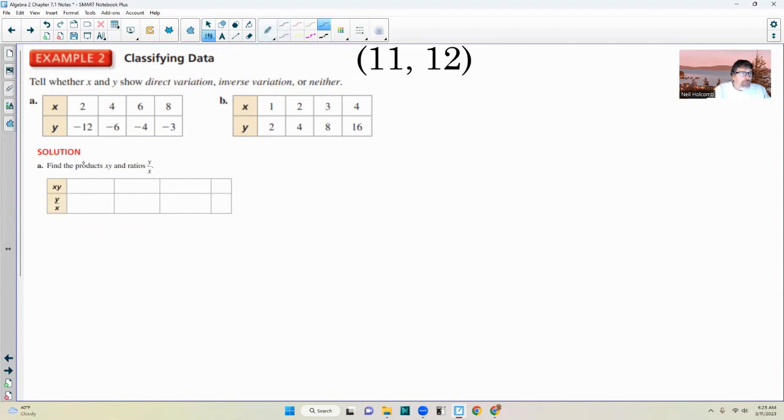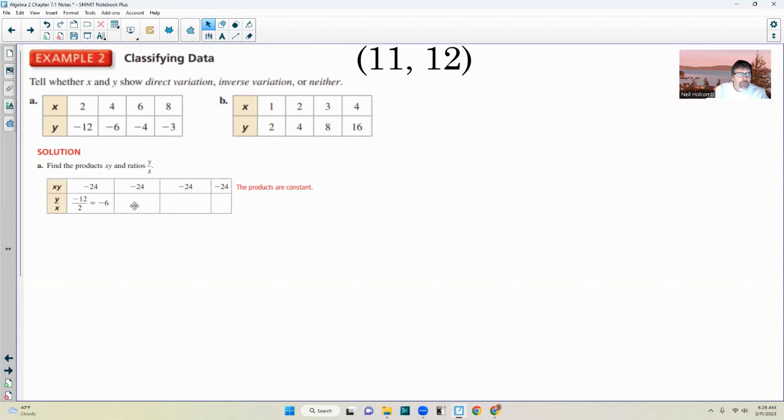So if I look, 2 times -12 is -24. 4 times -6 is -24. 6 times -4 is -24. And 8 times -3 is -24. So the products are constant. If you have a constant product, that's one thing you need for an inverse variation. So then when we take y divided by x, -12 divided by 2 is -6.